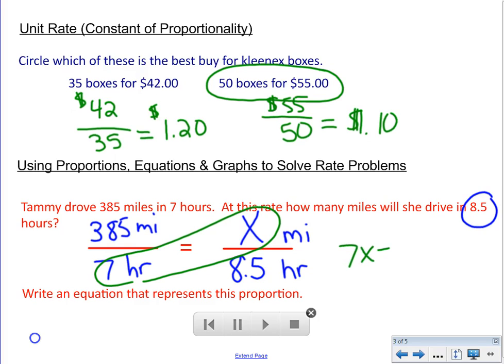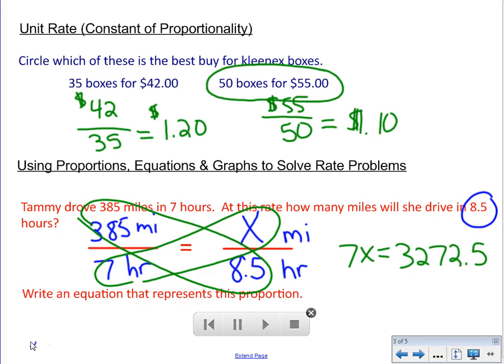7x equals 385 times 8.5. That equals 3,272.5. But remember, we don't want to know how many it is for 7x. We just want to know x. So I divide each side by 7. The 7's cancel out, and I'm left with 467 1/2 miles in 8.5 hours.